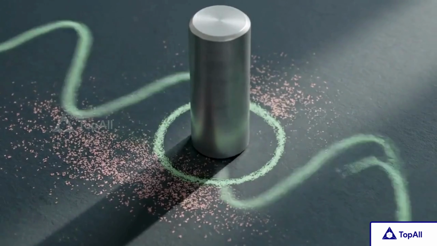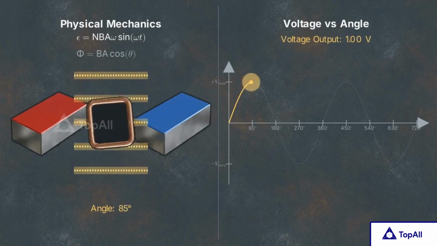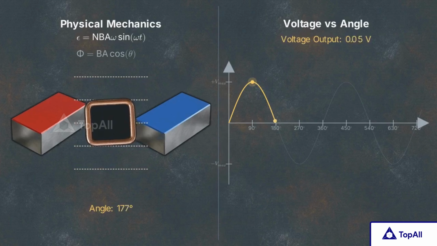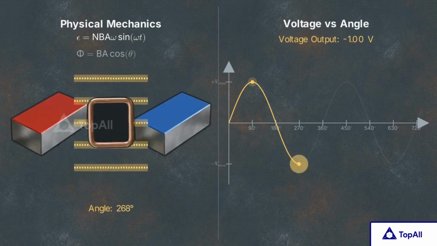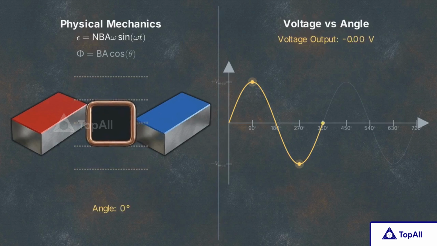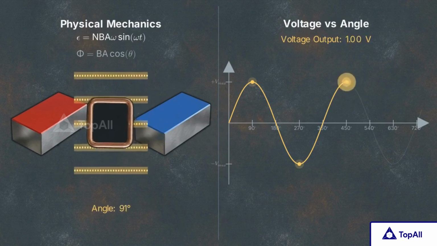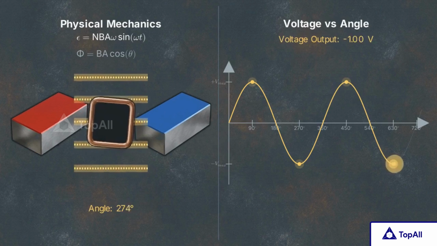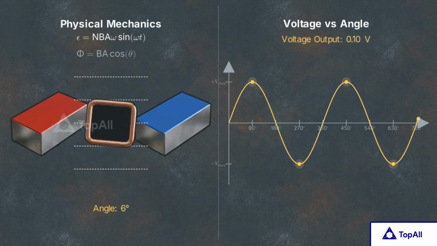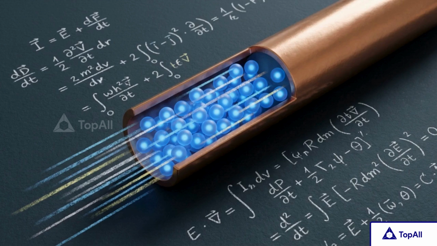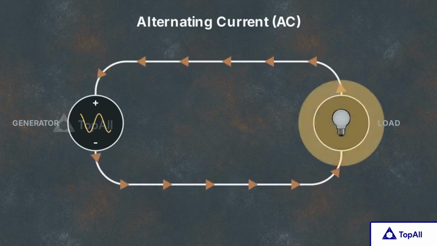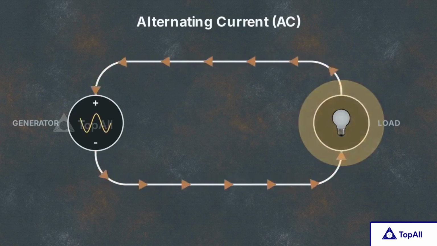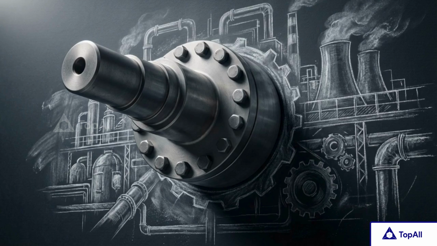output. This resulting electrical waveform is a sine wave that continuously flips polarity. Voltage is zero when flux is maximum, but reaches its absolute peak at 90 and 270 degrees, when the coil is parallel to the field and the rate of change is highest. Because the voltage periodically reverses its sign, it forces electrons to change direction. This is alternating current. The mechanical frequency of the armature determines the exact rhythm of the energy supply.